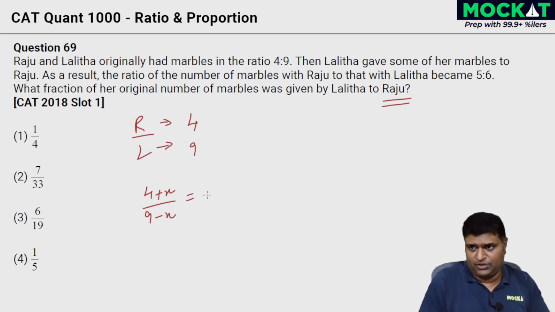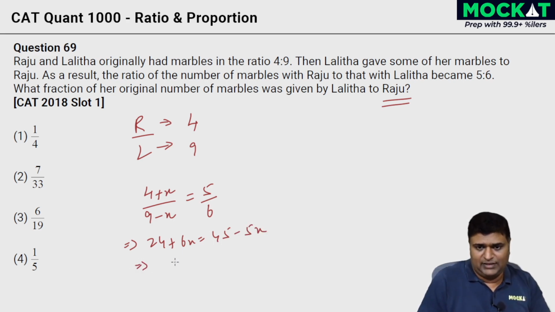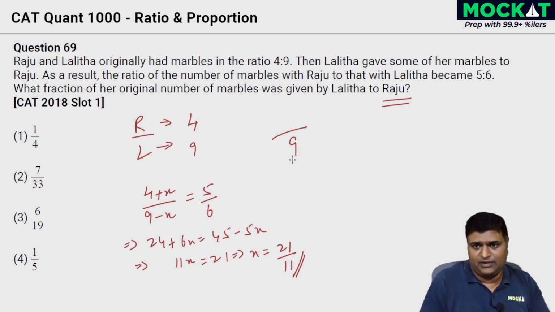Now this ratio is given to us over here as 5/6, right? Ratio of the number of marbles now with Raju to that of Lalita is 5:6. That's it. Cross multiply. 24 plus 6x equals 45 minus 5x. Bring that here and you get 11x equals, take the 24 and you get 21, x equals 21 by 11. Now 21 by 11 marbles was what was given out. Now what fraction of her original marbles? L initially had 9. Of 9, how much was given by her to Raju?